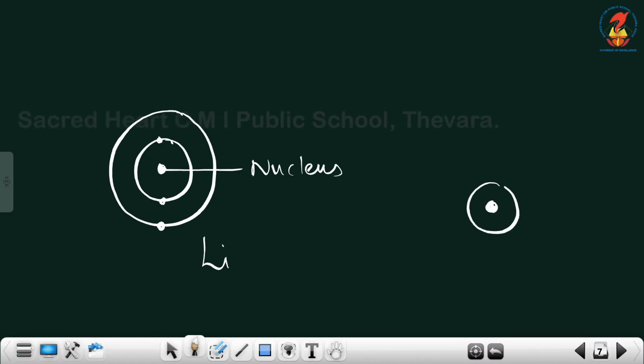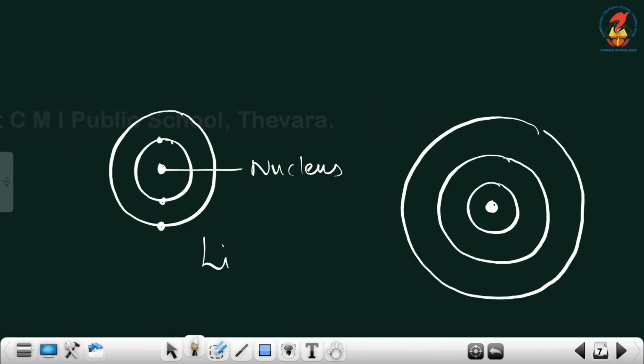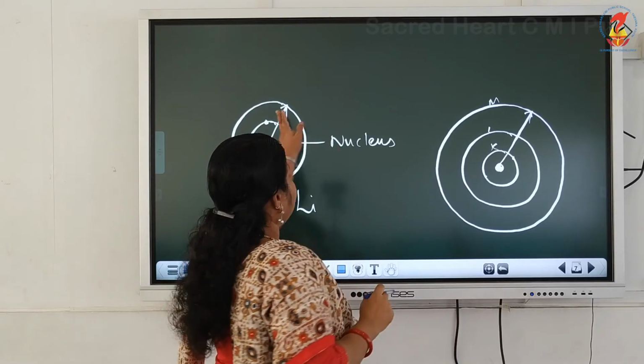Nucleus, K shell, L shell, one more shell is there, M shell. So in the K shell there are 2 electrons, in the L shell there are 8 electrons, and in the M shell there is 1 electron. So here, what is the atomic radius? The distance between the center of the nucleus and the outermost shell. Lithium it is. This is the atomic radius.